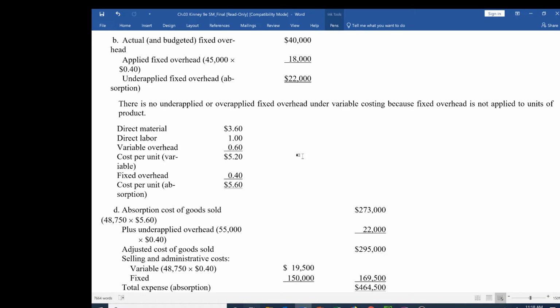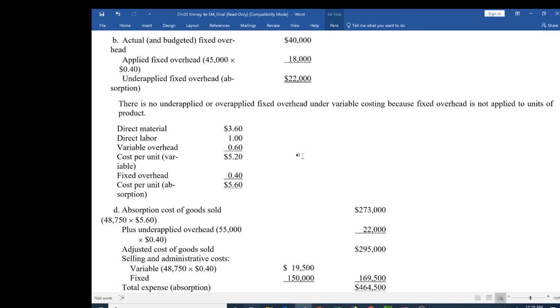Which one of these do you think is more true, more accurate? $5.60. Because you do have fixed costs, don't you? So I think this would be more true, 5.6. That's what I'd probably use. And honestly, to figure out the cost of things, I would probably always go with the higher number, just in case. I'd definitely go with absorption cost.